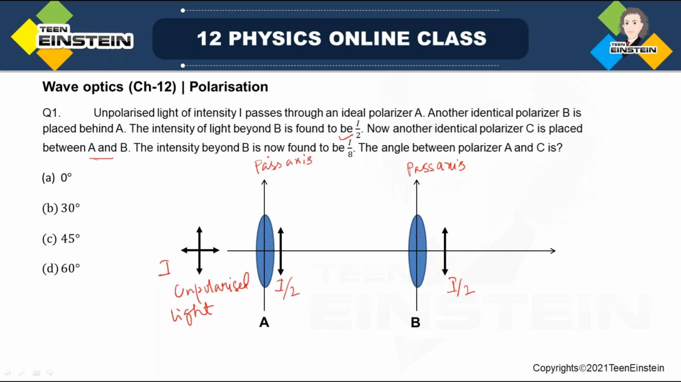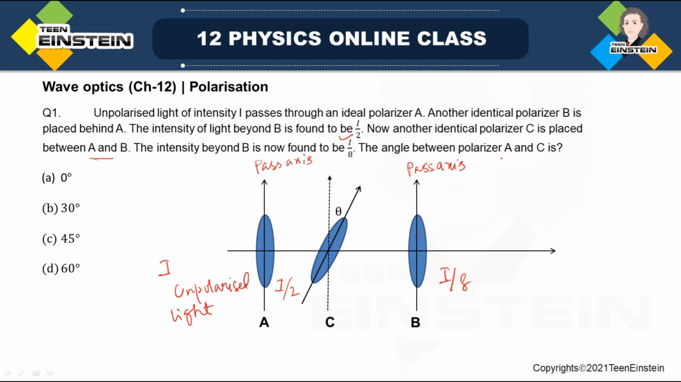Now see, another identical polarizer C is placed between A and B, but this time the intensity is found to be I by 8 beyond B. Beyond B, we see the intensity I by 8. Okay. Look, what does this mean? If I keep another identical polarizer here, this time the intensity is found to be I by 8.